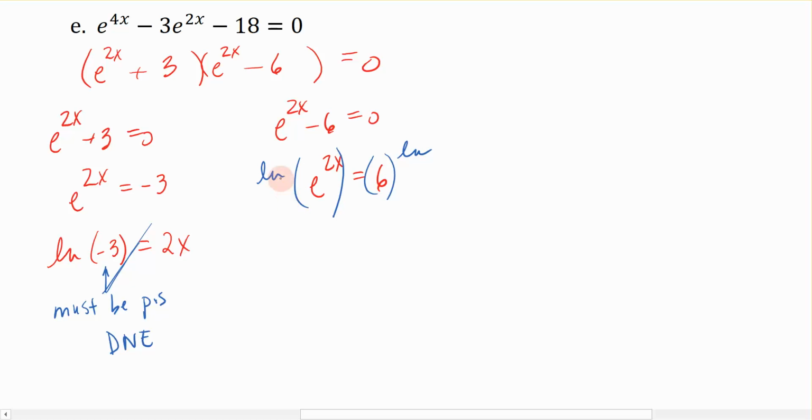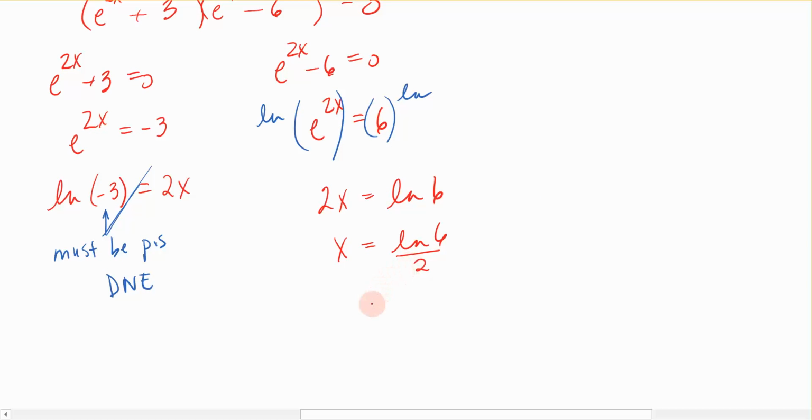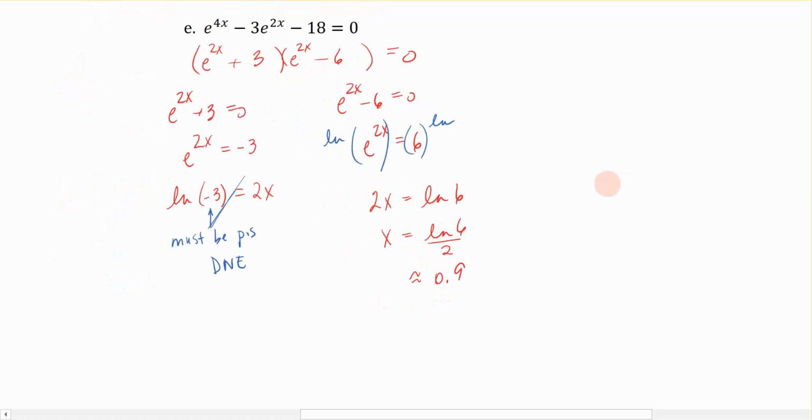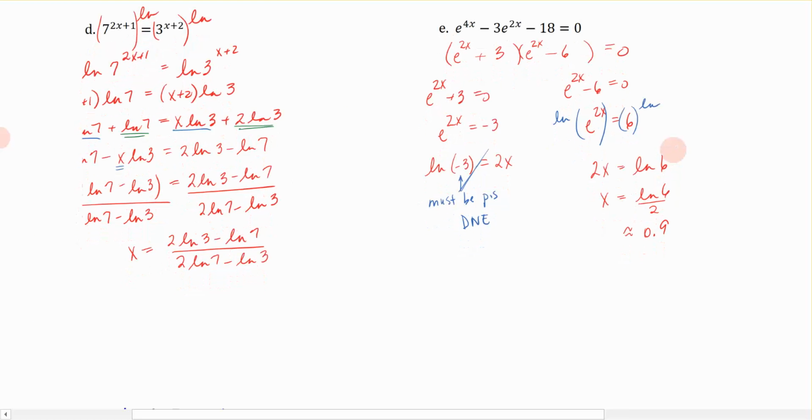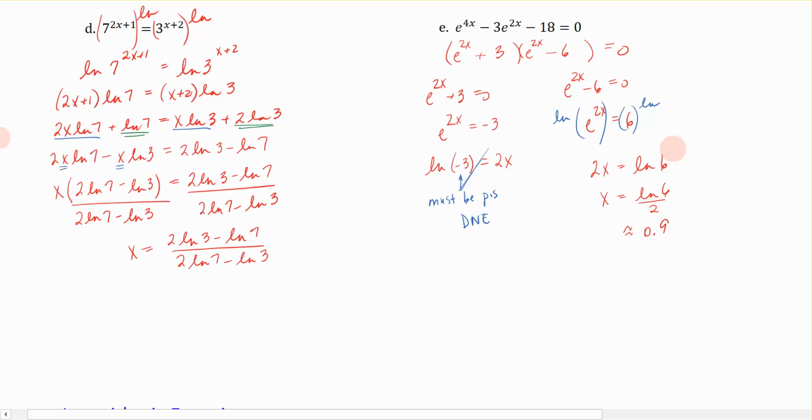And I get the natural log of e to the 2x. Remember, that's log base e of e to the 2x, which means that I just take the exponent part down. So this is going to just be 2x equals the natural log of 6. And that's going to be x is equal to the natural log of 6 divided by 2. That's the exact answer. And when I put that into my calculator, I'm going to get a decimal representation of 0.9.